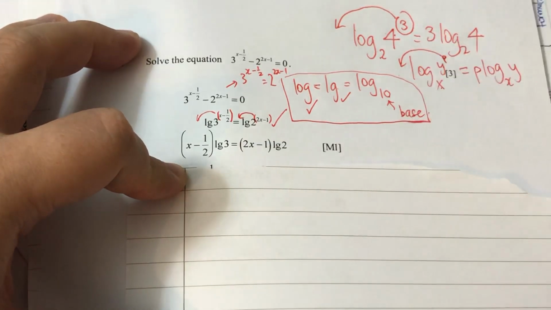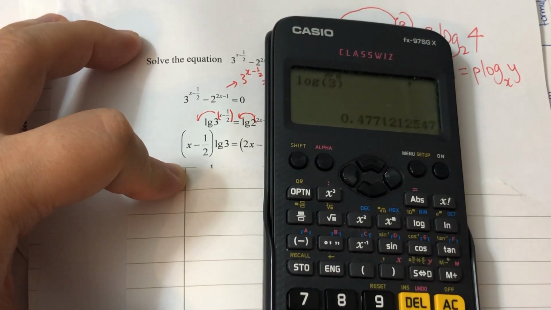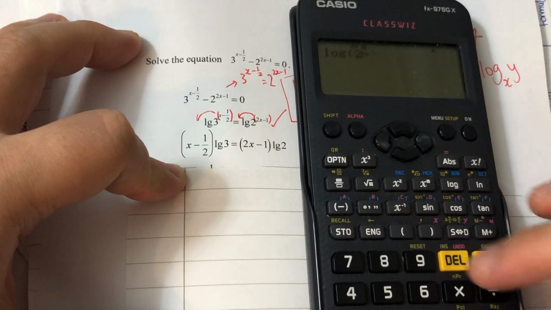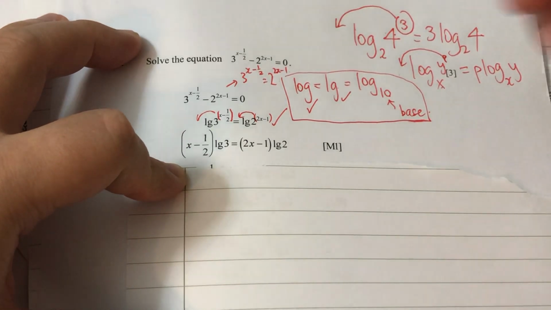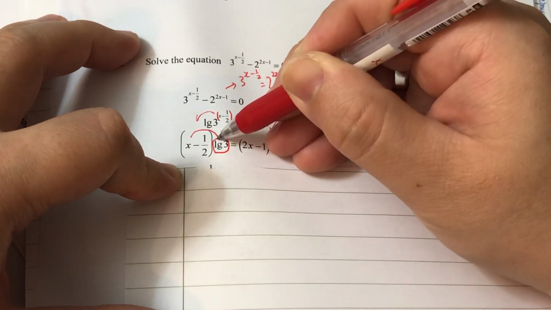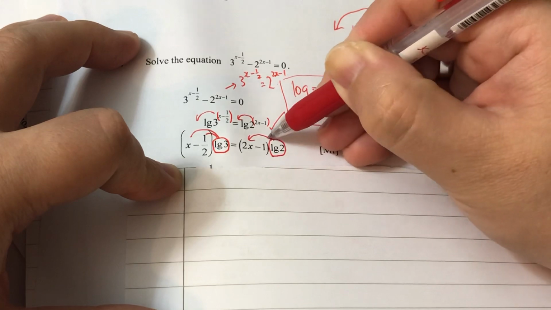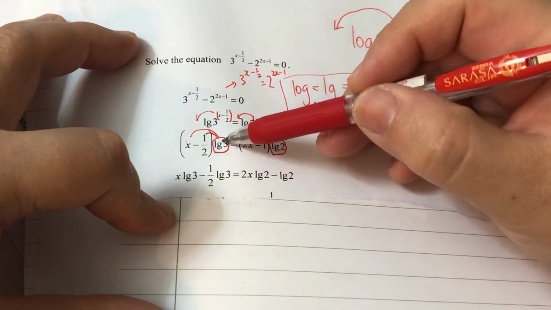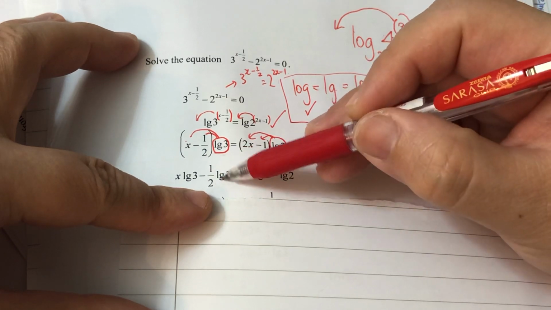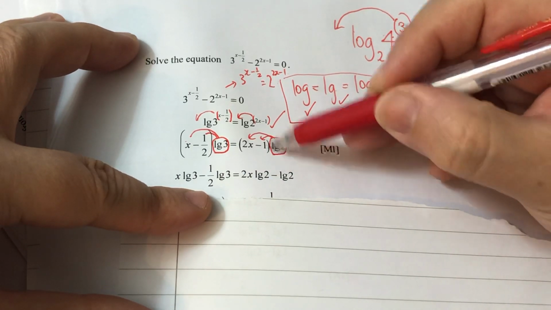Now this log 3, if you were to press your calculator, it's just a number. Similarly for log 2, it's just a number. So you can now think of this as a number, and then this number you can multiply in. It's like opening up the brackets, and then this is also a number. You multiply in, and what you get is x times log 3, then minus half log 3. Minus half times log 3 is just minus half times another number, so this whole thing is just a number. Then 2x times log 2 is 2x log 2. Minus 1 times log 2 is just minus log 2.